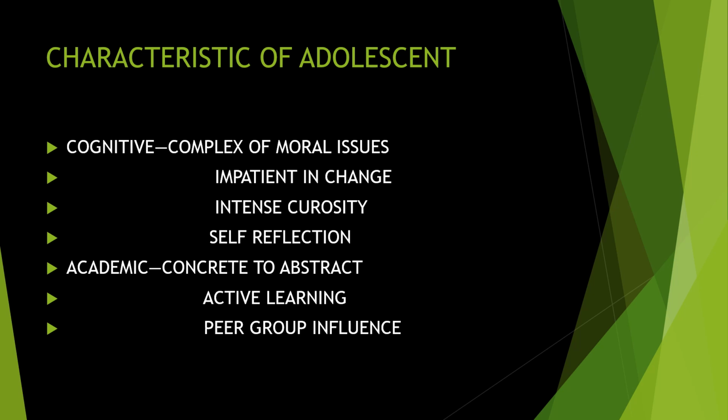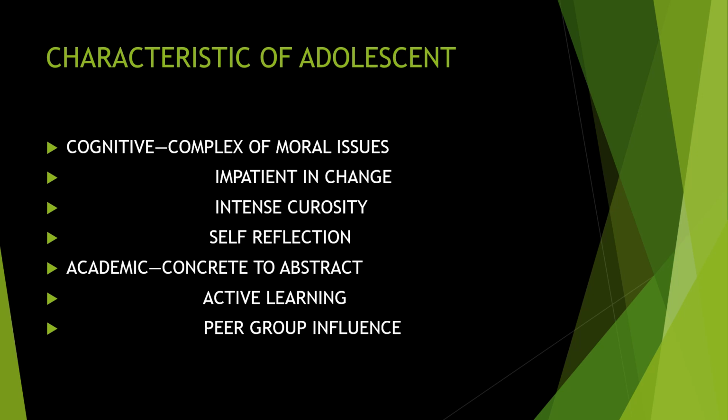Then self-reflection: they always have a tendency to reflect on themselves. They want to become heroes or heroines, like that. So there is a self-reflective area we can see in adolescent students. If the adolescent is a learner, all these things we can see in their cognitive level: they are always in a confusion stage, they are impatient, they have an intense curiosity, and they have self-reflection.